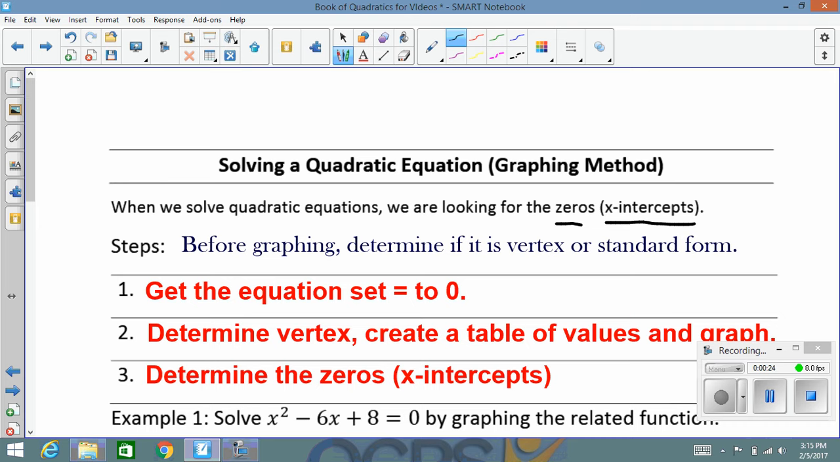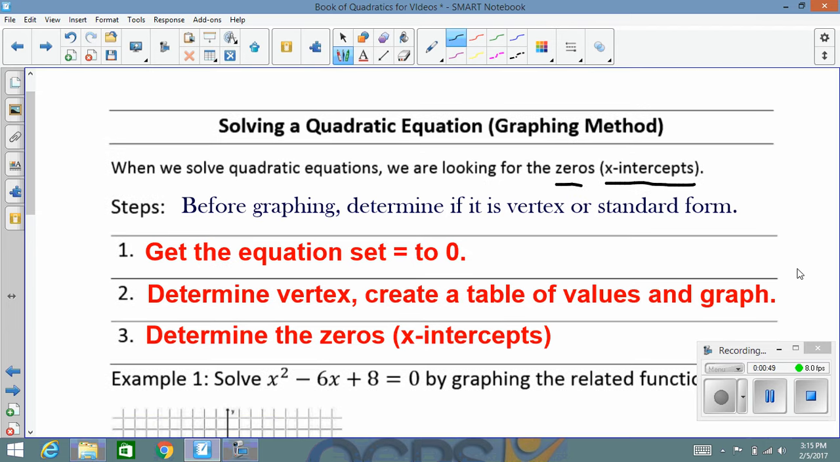Before you do any graphing, remember to determine if it's in vertex or standard form. That's going to determine how you graph. All right, the first step is to get the equation set equal to 0. In the two examples we're going to do today, we don't need to do that. It's already done. We'll look at some examples in class where we do have to do that. Then you're going to determine the vertex. Then you are going to create a table of values and graph. And then your answers are going to be your zeros. And again, it's technically the x-coordinate of your x-intercepts. We're going to look at two examples today.